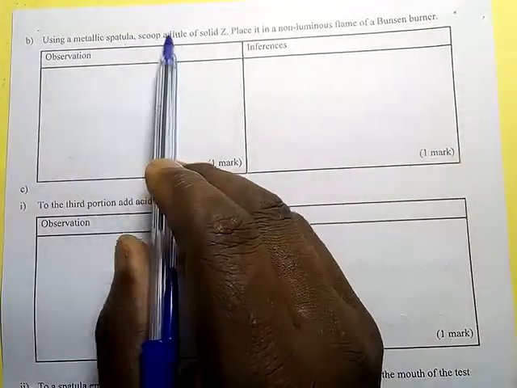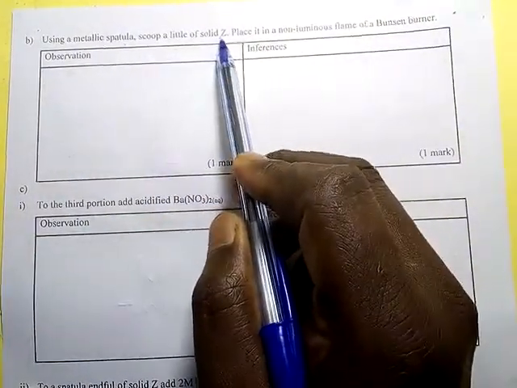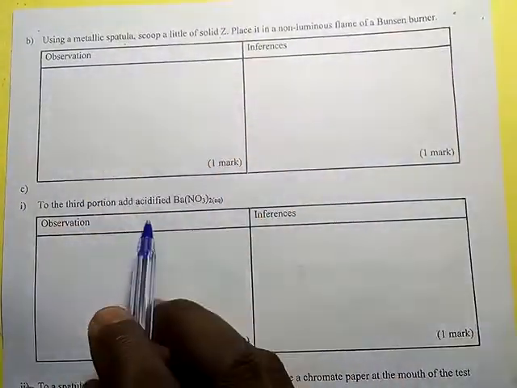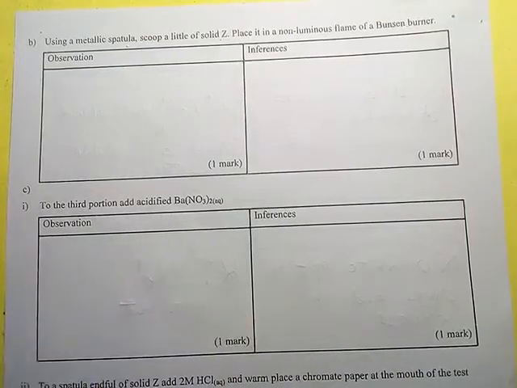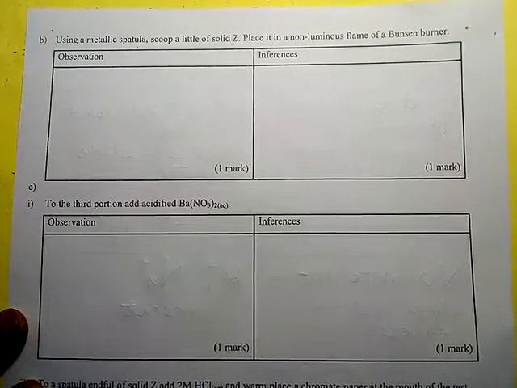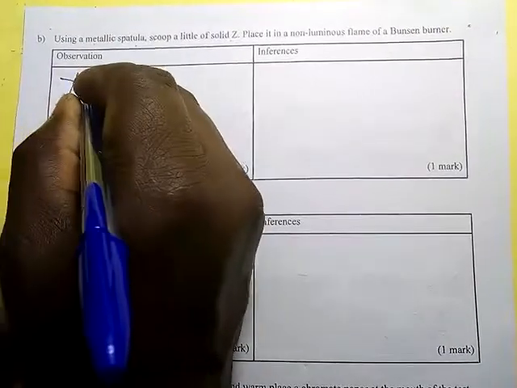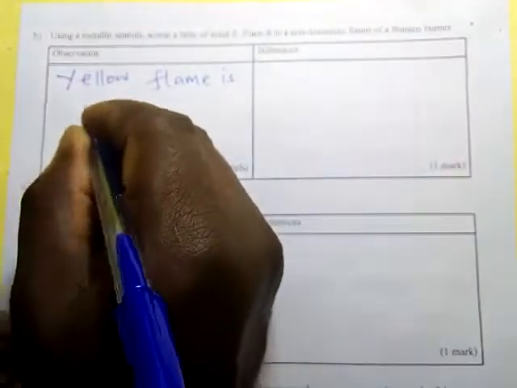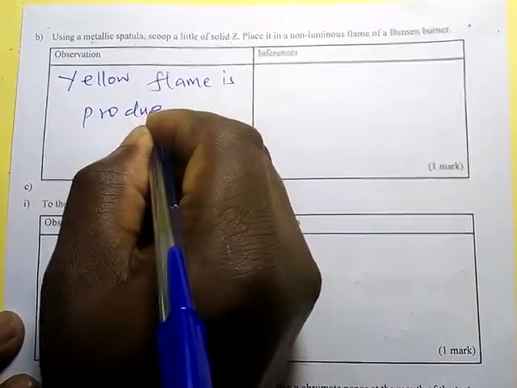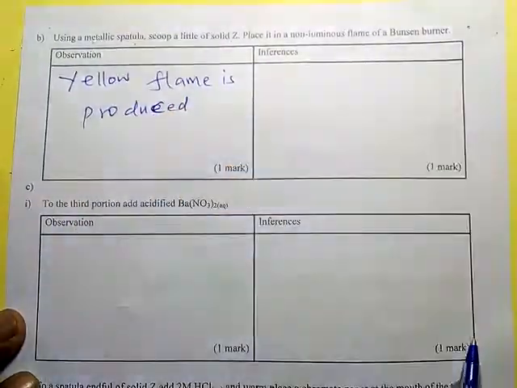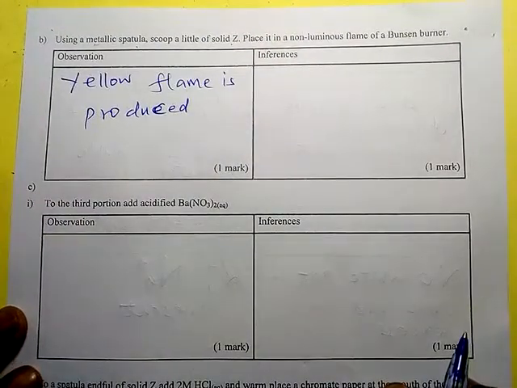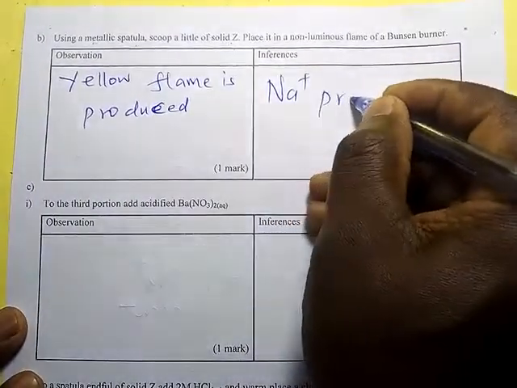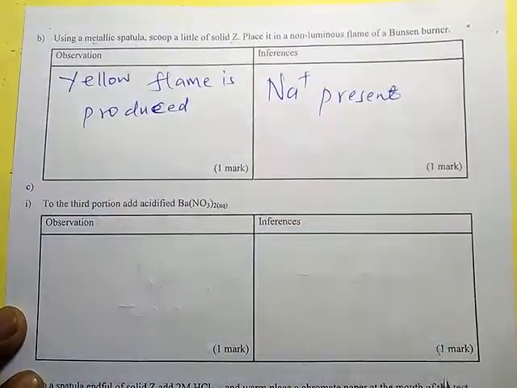Using a metallic spatula, scoop a little of solid Z, place it in a non-luminous flame of a Bunsen burner. Observation: a yellow flame is produced. If a yellow flame is produced, that is actually sodium ions that are present.